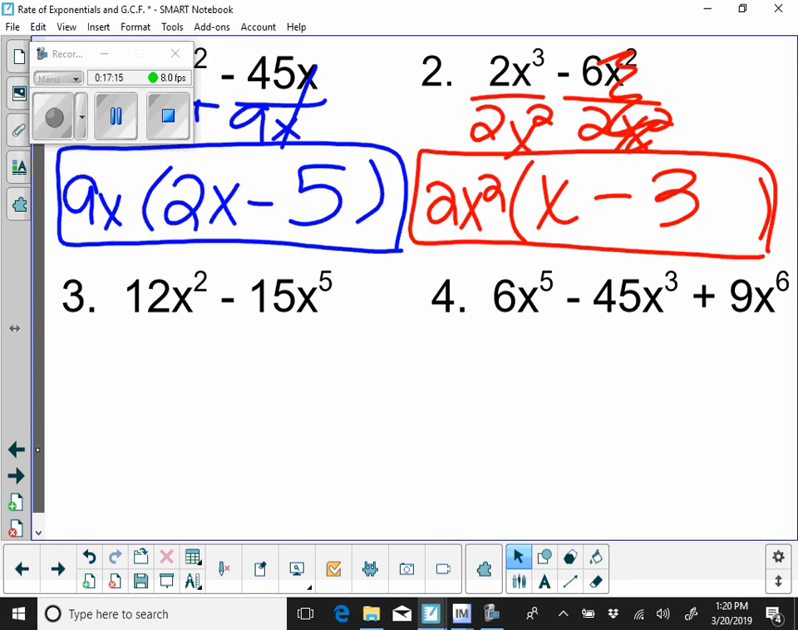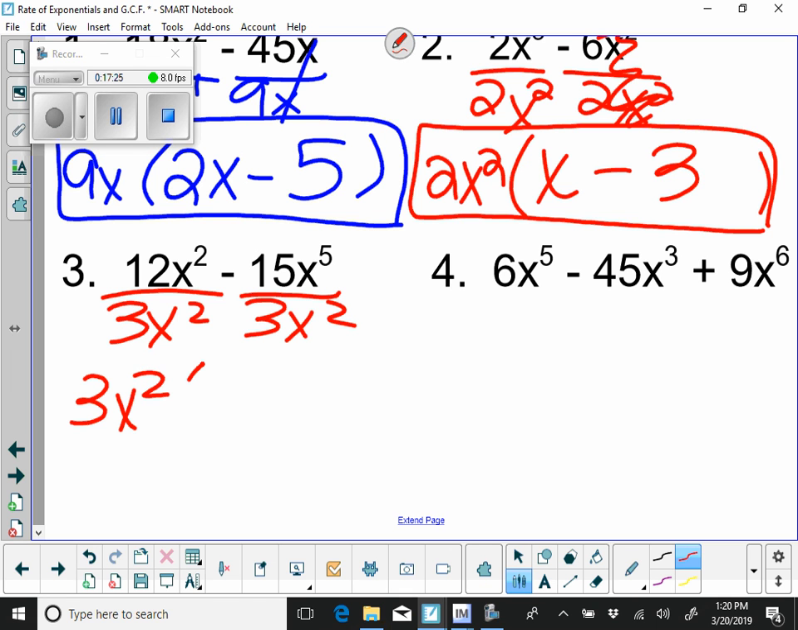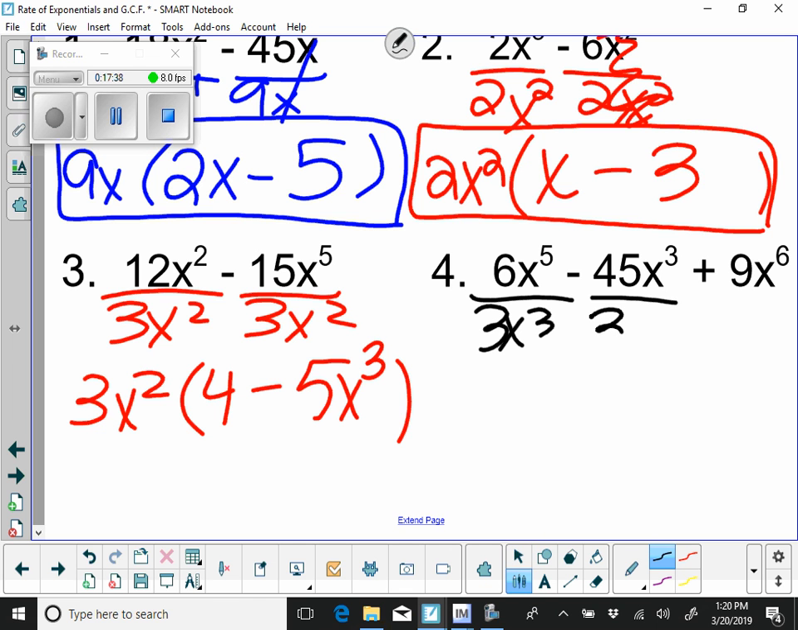Okay. Hey, focus. All right, GCF between 12 and 15, what was it? 3x squared, right? Okay, so that gave me 3x squared outside and left me with 4 minus 5x to the third, okay? GCF between 6, 45, and 9. 3x to the third. I'm taking your word for it. I'll figure out if you're wrong here in a minute.